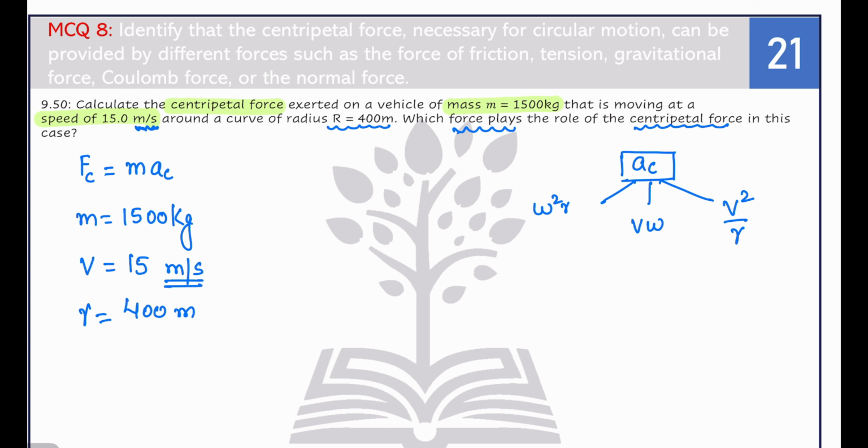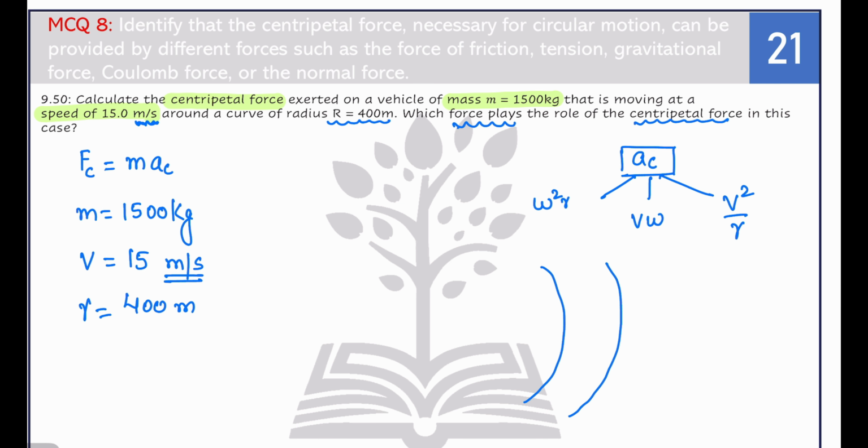Radius r is 400 meter. Which force plays the role of centripetal force in this case? The first thing we need to understand: let's say something is moving in a circle. Let's say this is your circular path, and the car is moving like this. So one force is centripetal. The other force which is balancing it is called friction force or frictional force. You need to keep this in your mind. Is it clear? So this is the answer. Which force? Frictional force.